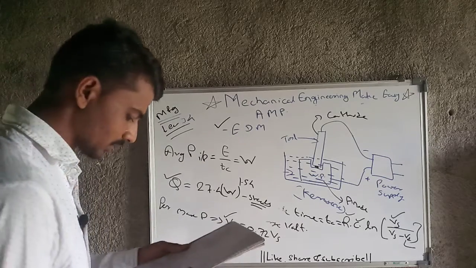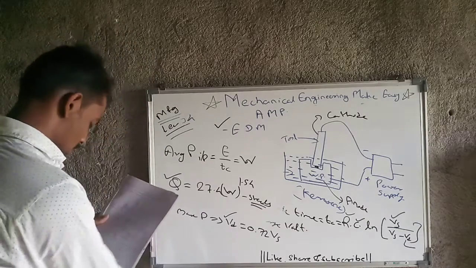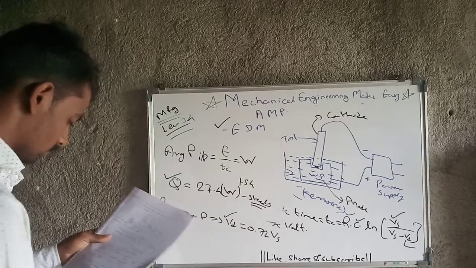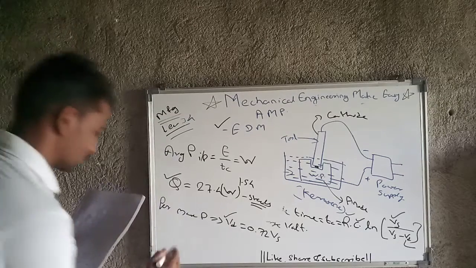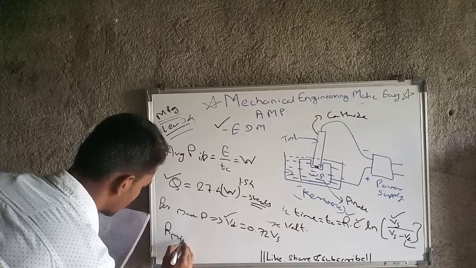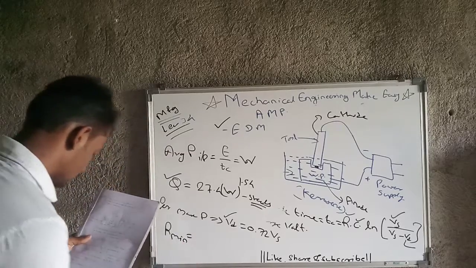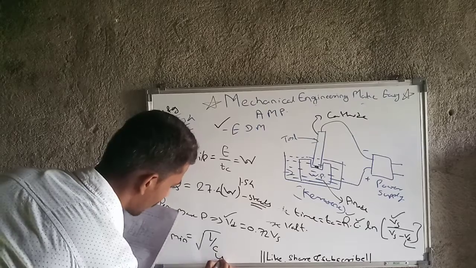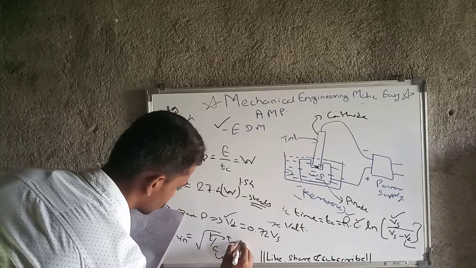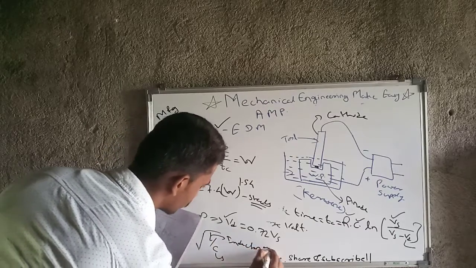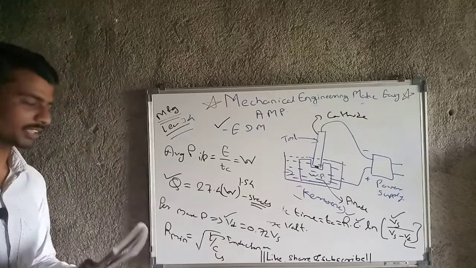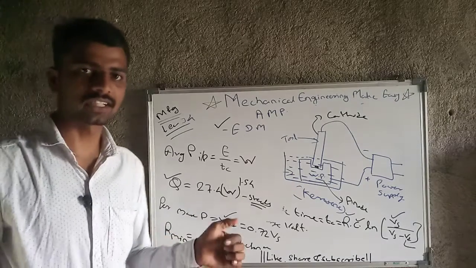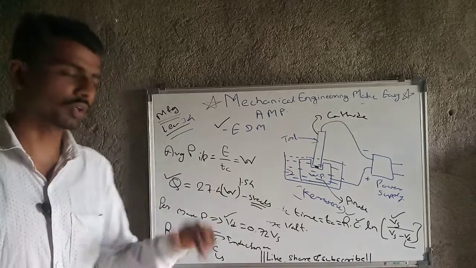Then we will move towards the next, and that is nothing but the minimum resistance, which equals the square root of L upon C. L is inductance, C is capacitance. So ultimately the minimum resistance will equal the square root of inductance upon capacitance.